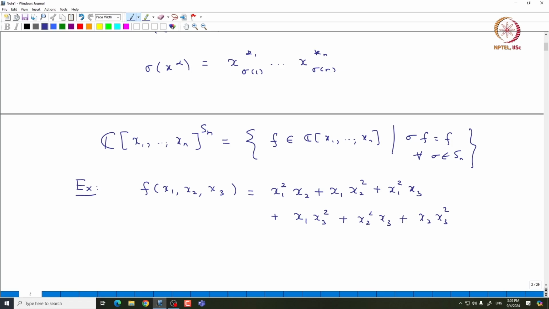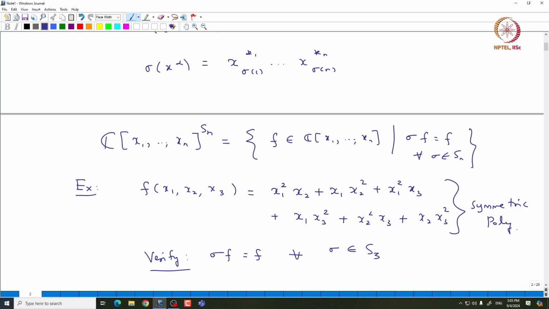Now you can easily see that this is indeed symmetric with respect to the variables x1, x2, x3. By permuting the variables x1, x2, x3 using any sigma in S3, that polynomial is not going to change. So, sigma of f is equal to f for all sigma in S3. That is easy to verify, and once you verify that, it is clear that this is indeed a symmetric polynomial in the variables x1, x2, x3.